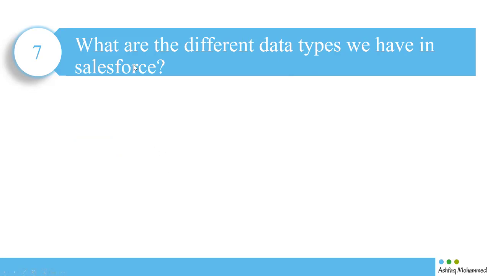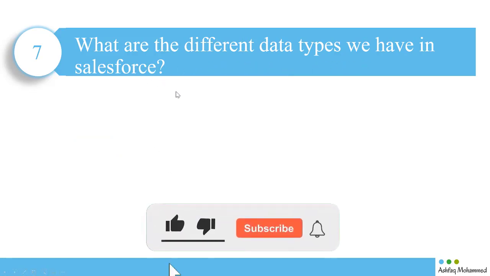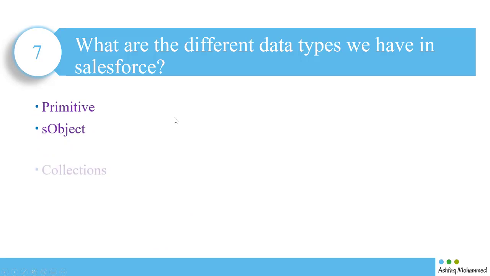So the next question is, what are the different data types we have in Salesforce? This is an important question as well. We have primitive data types, sObject data types, collections, and enum. These are the broad categories. We have more in primitive, more in sObjects, and collections as well. I'll explain it in detail, but these are the broad categories.